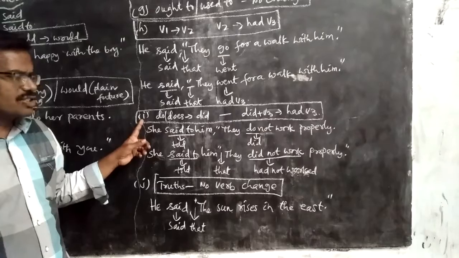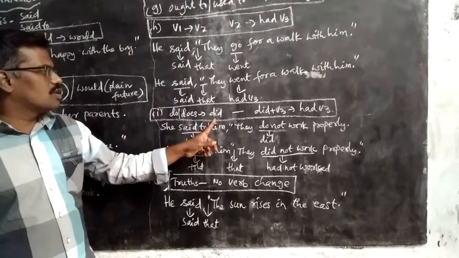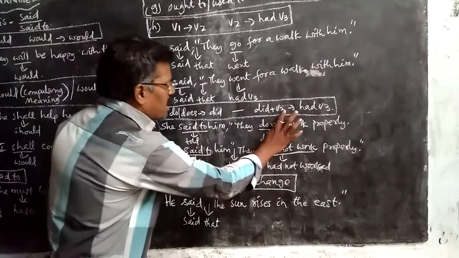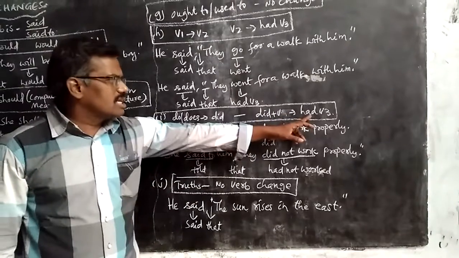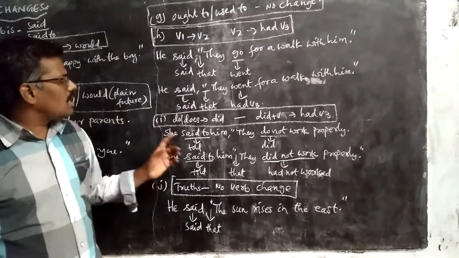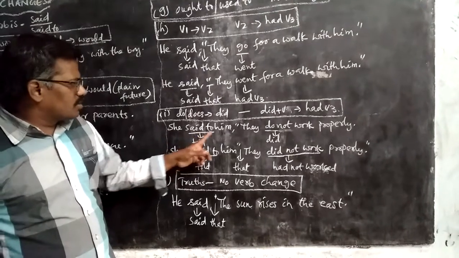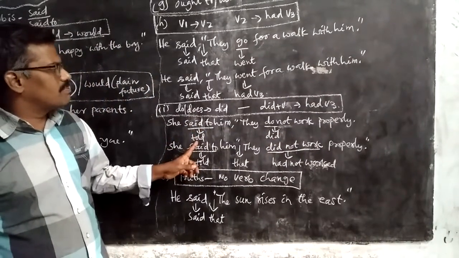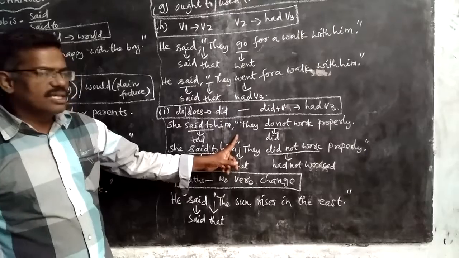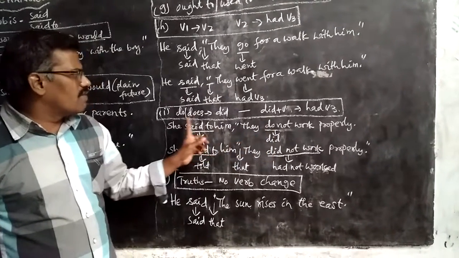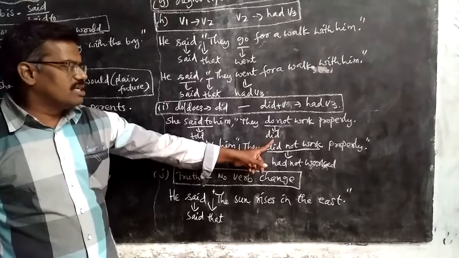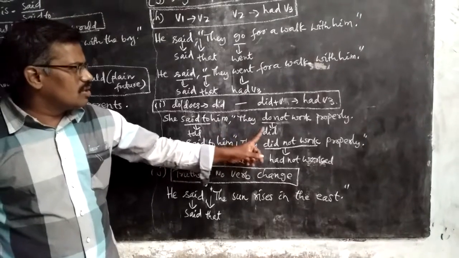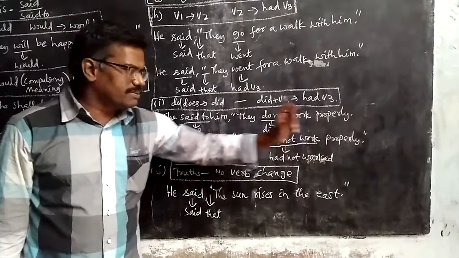And next rule, whenever we find do or does, it should be did. If did plus V1 is there, we have to write had V3. For example, he said to him, they do not work properly. Here said to becomes told, inverted comma we can write that, and do is there. Whenever do or does is there, we have to write did. So the answer should be she told him that they did not work properly.